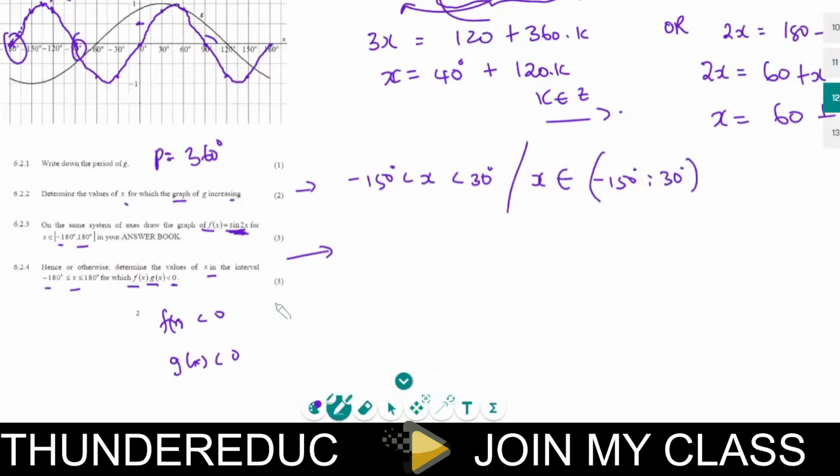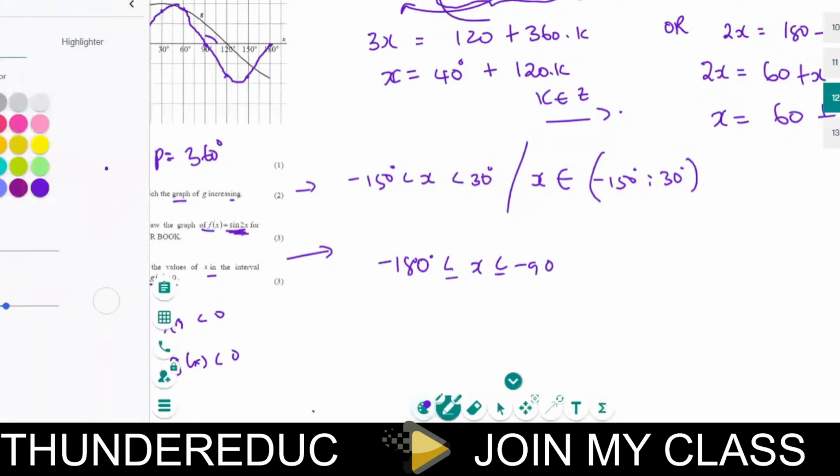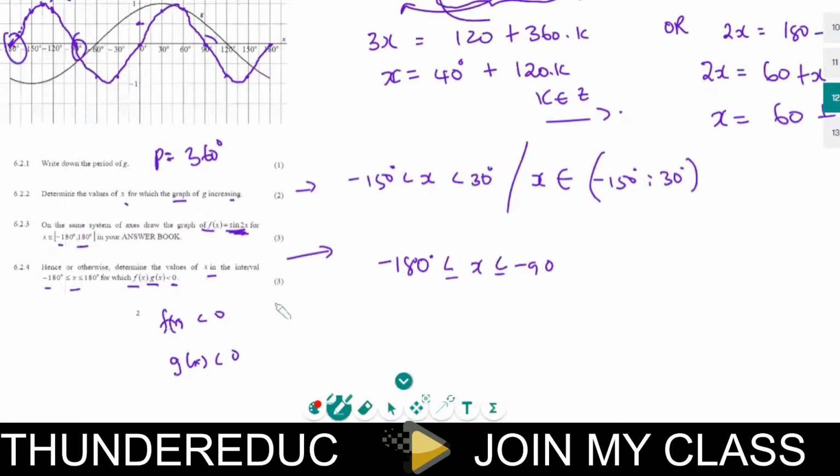So we can say that between negative 180 is less or equal to x, less or equal to negative 90, because the graph of g is going to be less than 0 just up to that point. After the 90, there is a section of both graphs being below 0, so we're not going to count that.